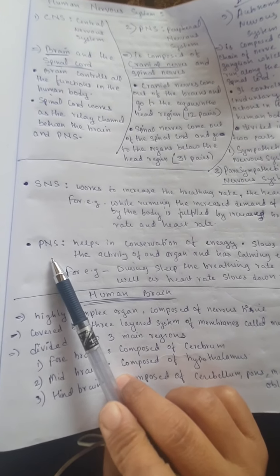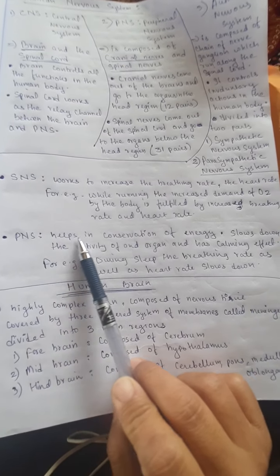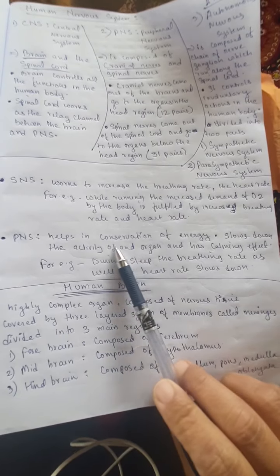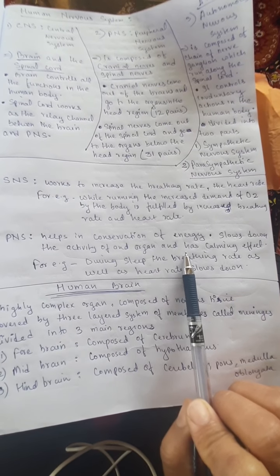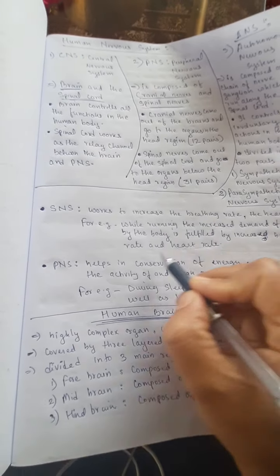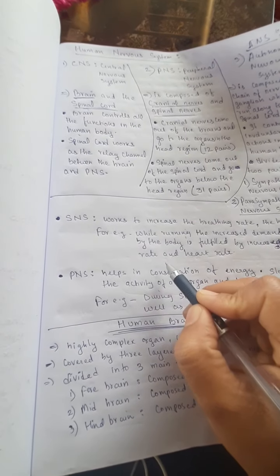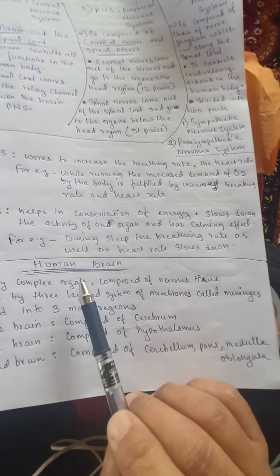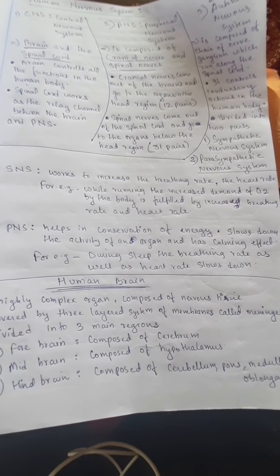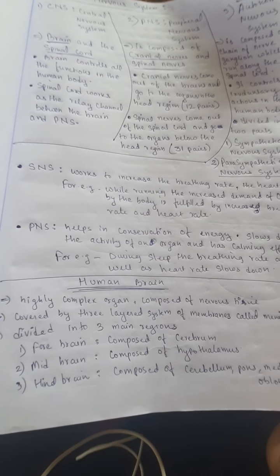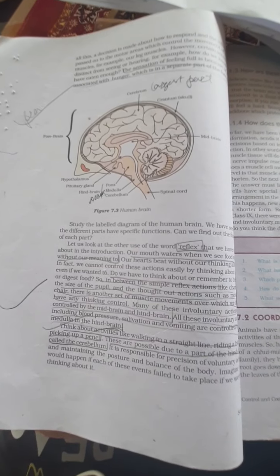Next is the parasympathetic nervous system. They help in conservation of energy. That means they slow down the activity of organs and have a calming effect. While we sleep, have you noticed that our breathing rate lowers, as well as the heart rate? This is controlled by the parasympathetic nervous system.